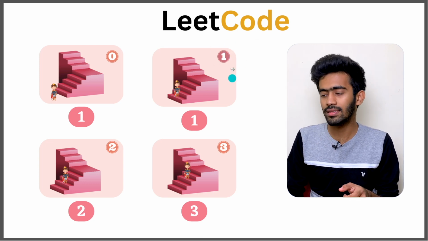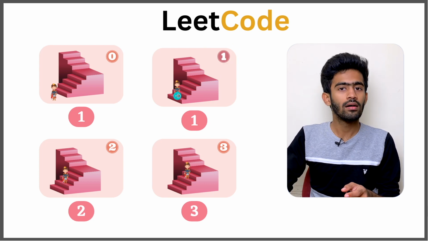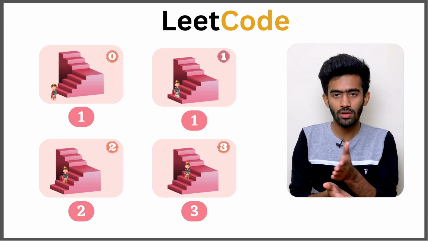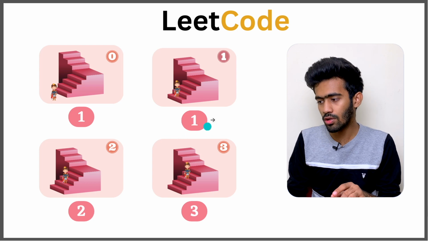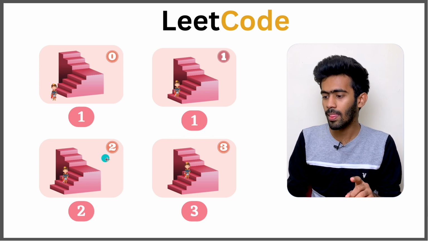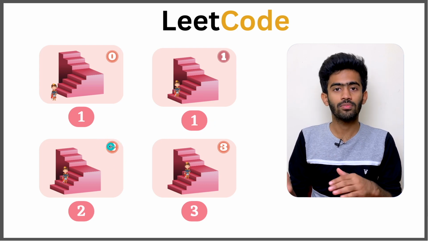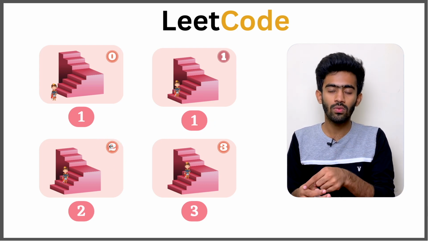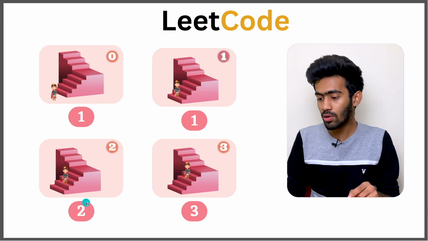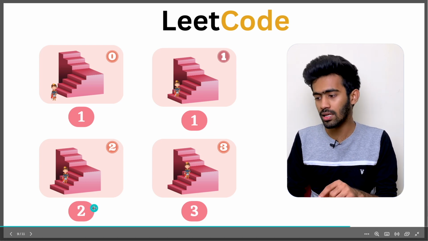Since our final destination is 1, we are keeping it only from 0 to 1 with a single step. So that is also just a single option. Moving on to step 2, as we saw earlier, you can move 1 plus 1 or directly to 2. So there are totally 2 ways to move to step 2.